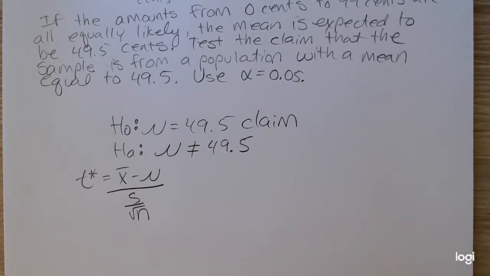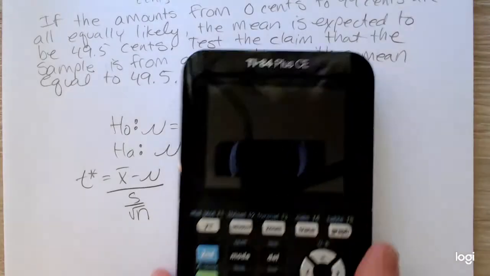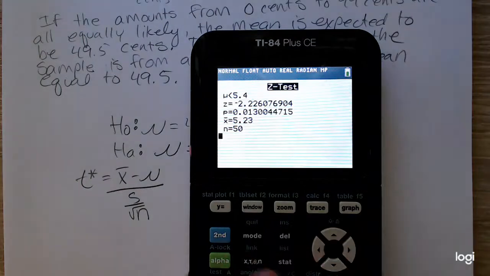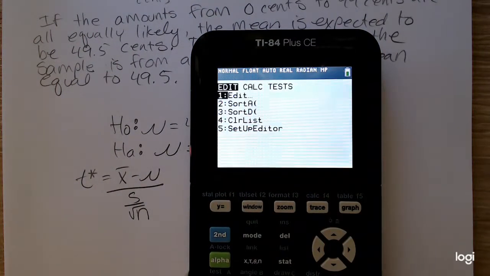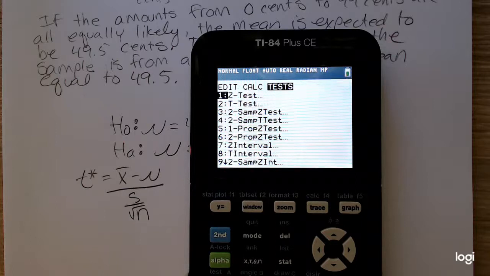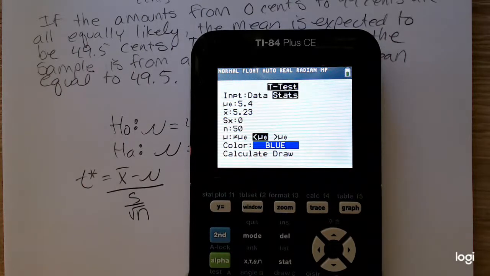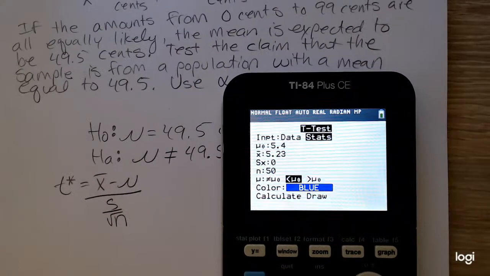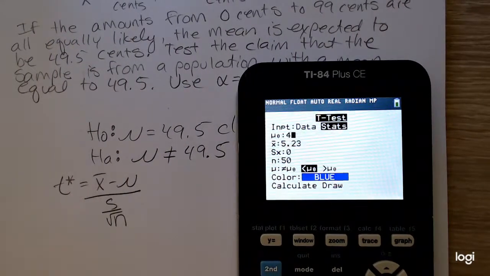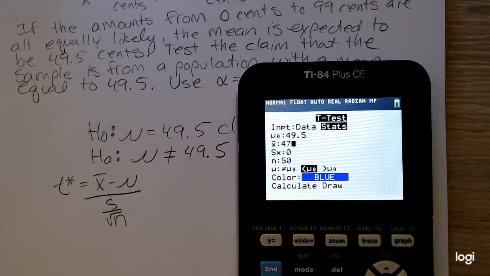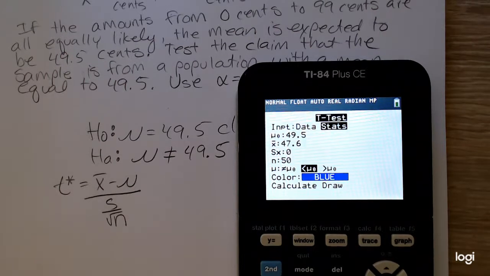So to get the test statistic and p-value from the calculator, I'm going to my stat menu, over to tests. Option 2 is the t-test, and I have the summary statistics. The value from the null is 49.5. The sample mean was given to be 47.6. The sample standard deviation 33.5, and my sample size was 100.